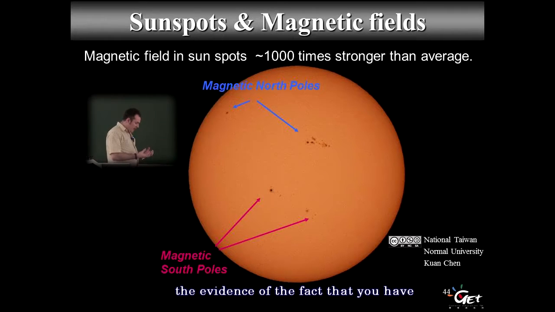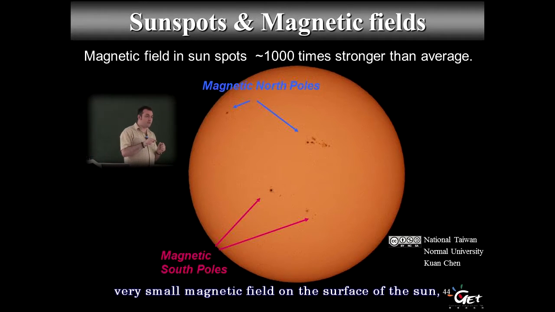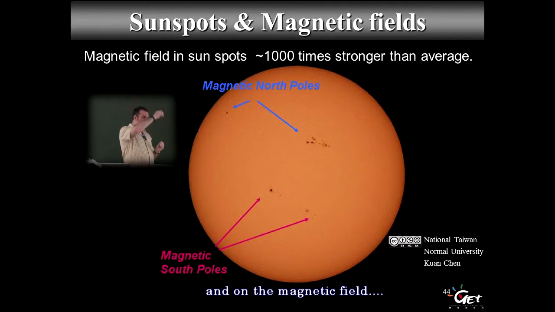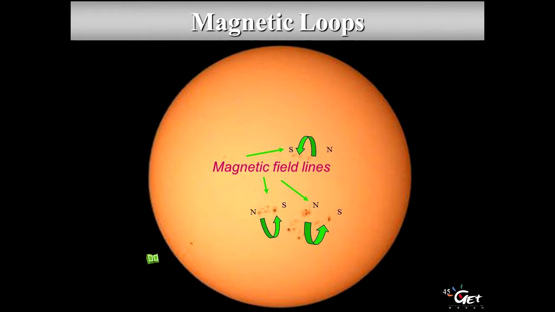So those sunspots are actually just the evidence of the fact that you have very small magnetic fields on the surface of the sun, and along those very small magnetic fields, you have lots of matter that is ejected from one part to the other. So actually, as there is an ejection of matter, those sunspots get cooler. So that's why they are black. So you always have a couple of sunspots, a north and a south, and you have magnetic field going from north to south, and you have matter that is ejected following those magnetic fields.